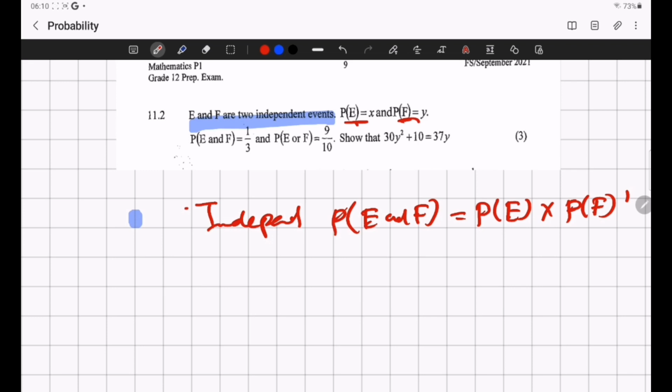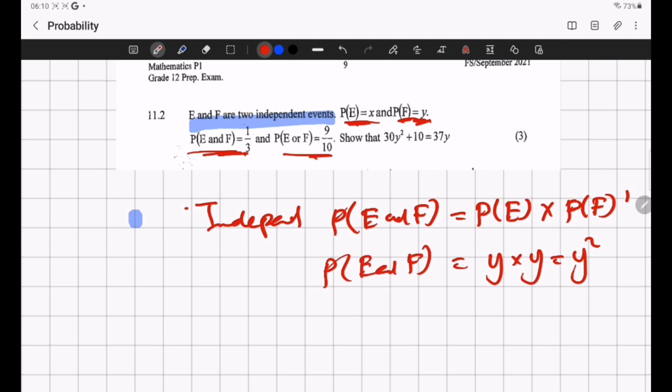Okay, and then we're given probability of E and F is that, and E of F is there. So basically this is going to be Y times Y. It's going to be Y squared, because we're given that they are both equal to Y. So probability of E and F is Y squared.